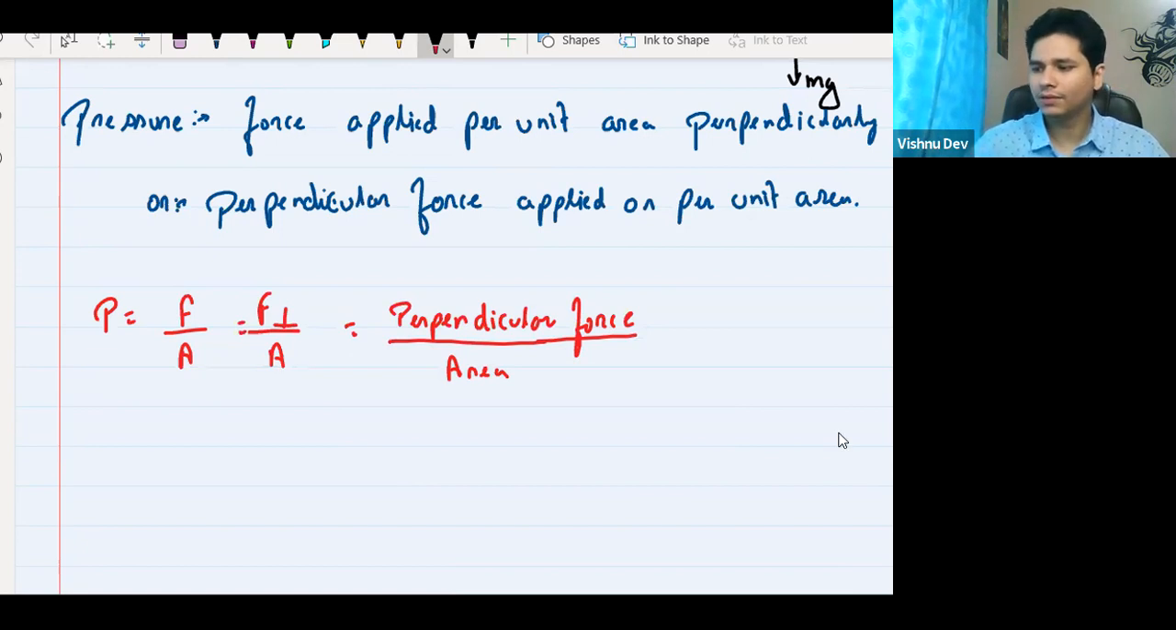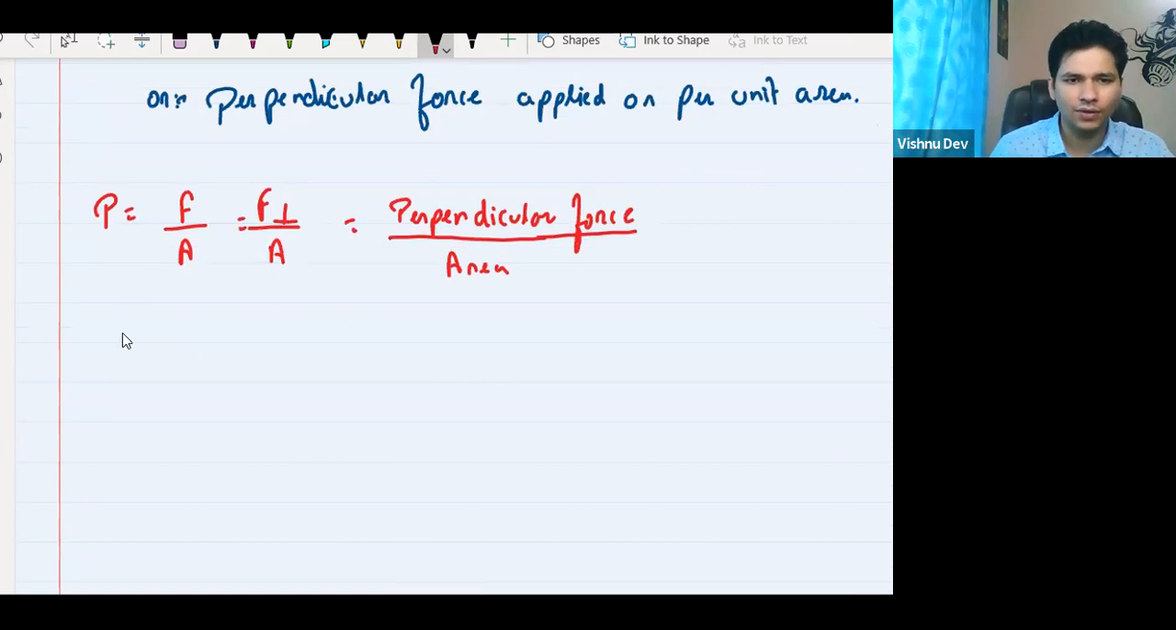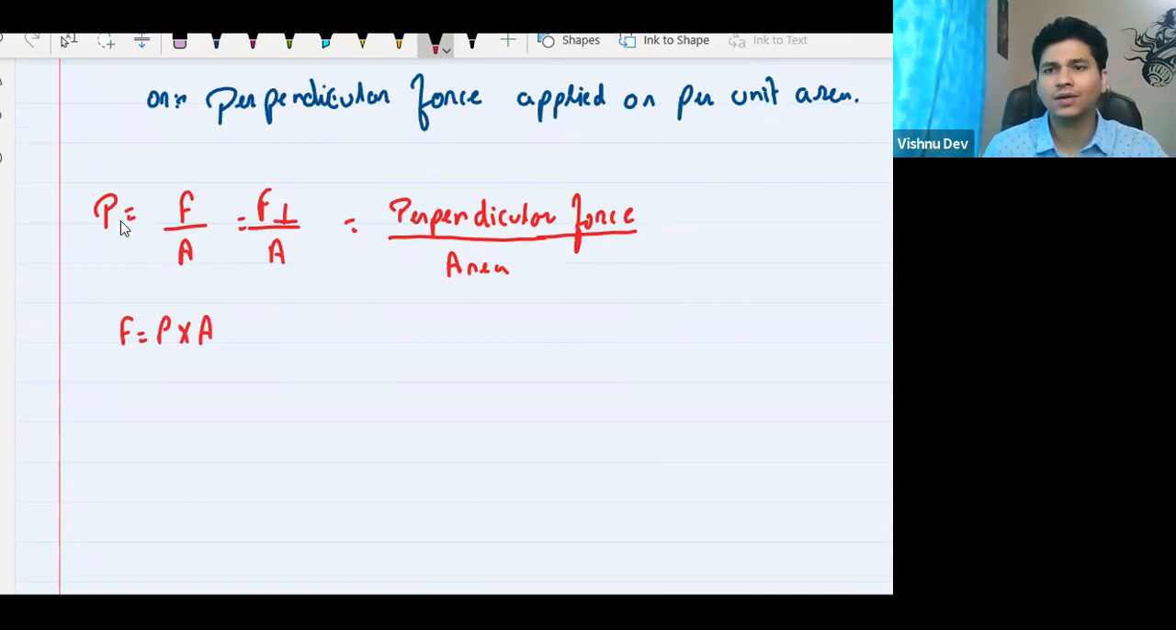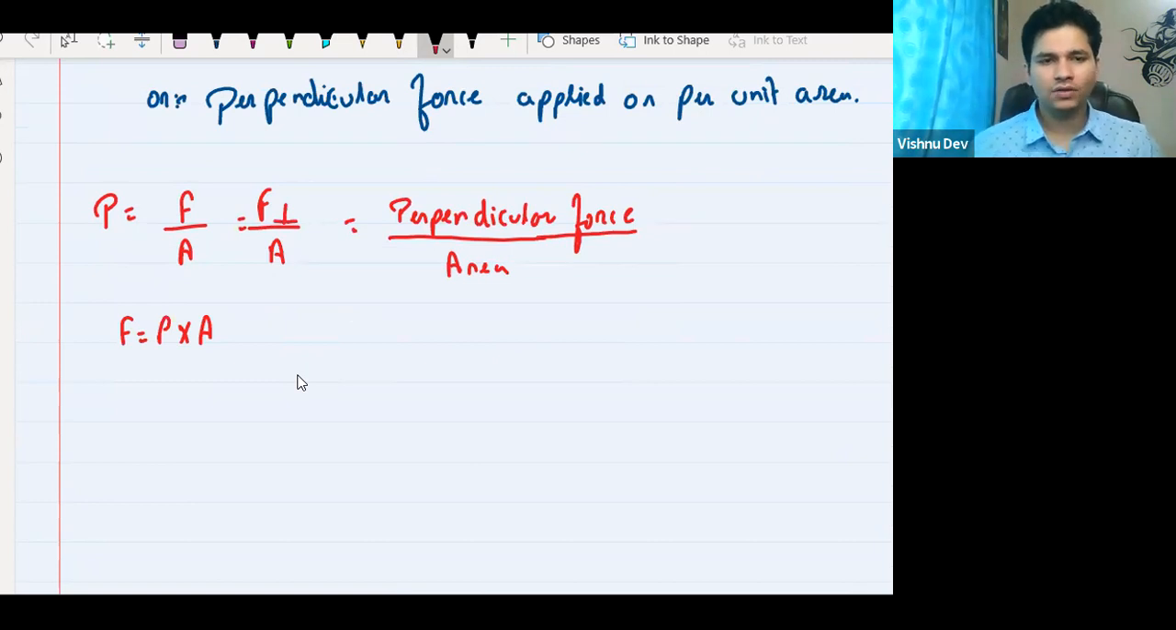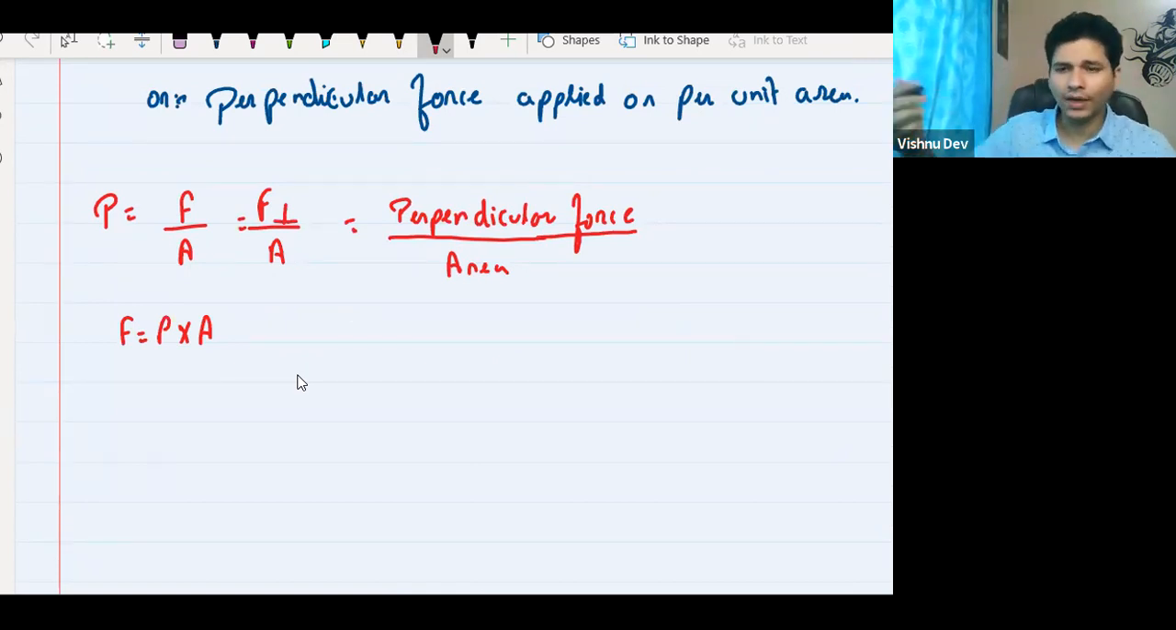Okay, right? So can I say, sir, according to this definition, force is equal to pressure into area. Yes, makes sense. I'll cross multiply and I'll get the formula of force. So these are the formulas associated with pressure, yes or no? Yes, sir.